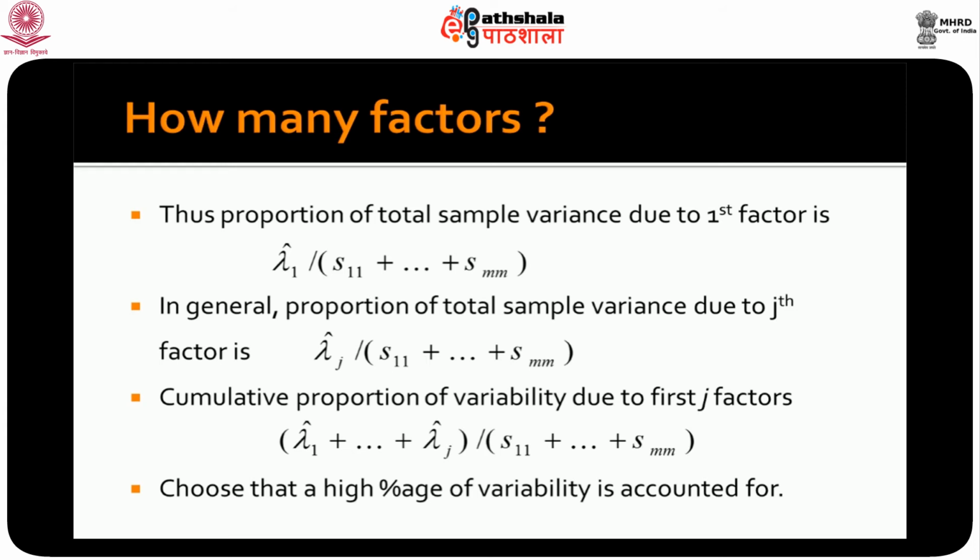And remember that the eigenvalues are ordered. So we'll start with the first one, go to the second, then to the third, and see how much of the total variability they together account for. And once that is done, we will be able to stop, taking into account the amount of variability that we would like to obtain.